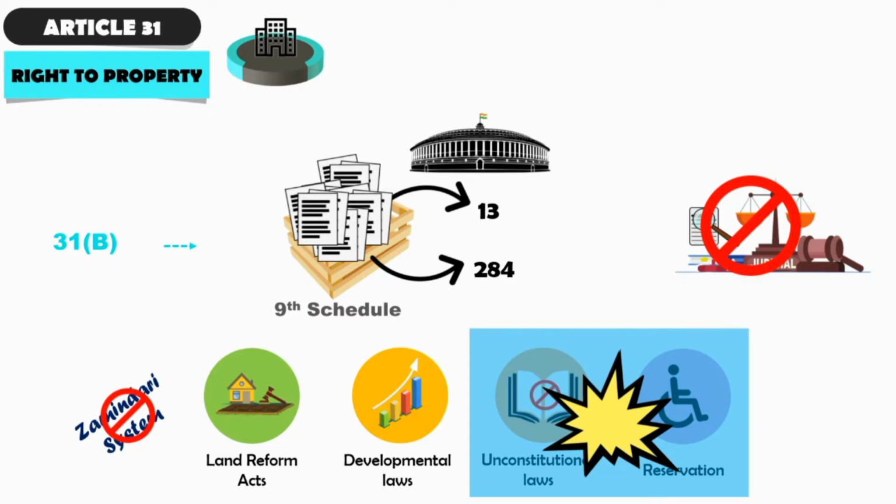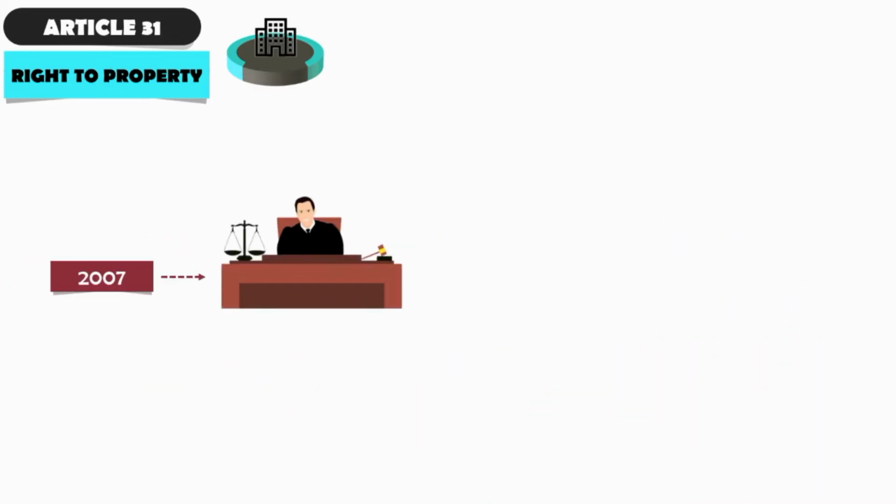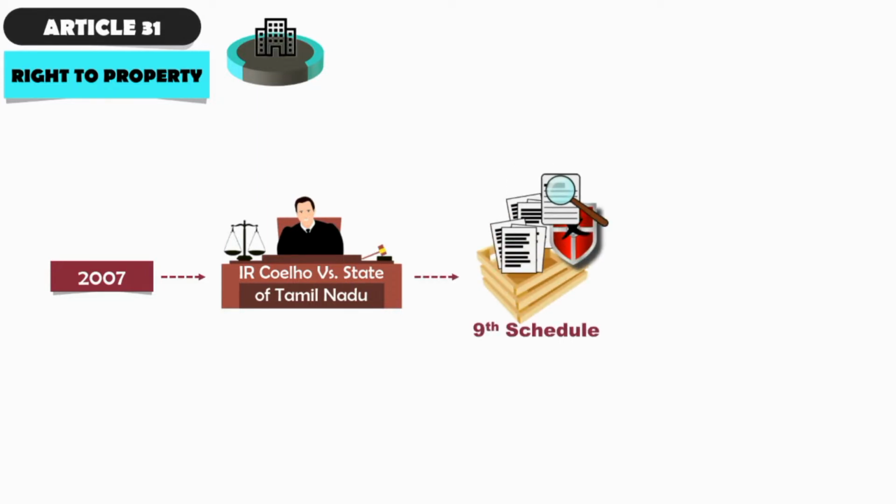All this continued for a long time. But for how long will all this last? It had to be stopped at some point or the other. Finally, in 2007, the Supreme Court gave its judgment in the I.R. Coelho versus State of Tamil Nadu case. In that case, the Supreme Court clearly mentioned that the Ninth Schedule cannot get blanket immunity from judicial review.